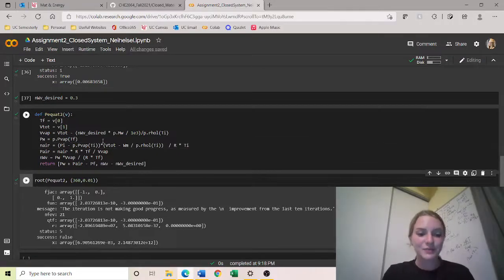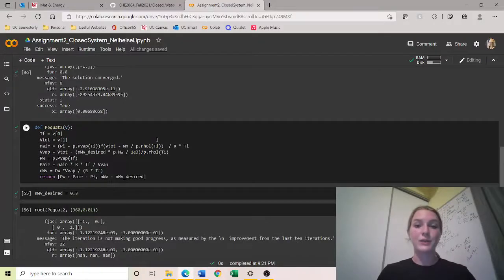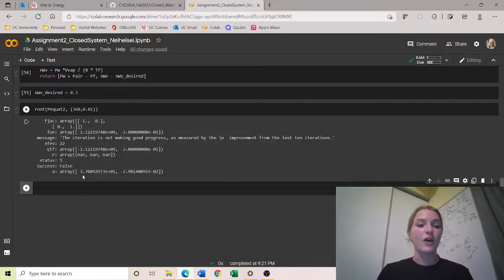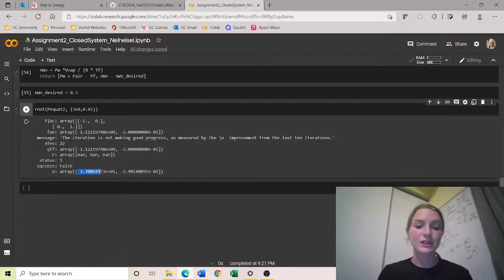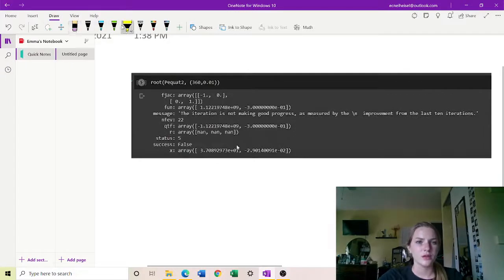So now we can see that our solution converged at 370 degrees Kelvin. So if we go back here and look at our code, we can see that our final temperature was 370 degrees. But if we look at this piece right here, this is our final volume. And obviously having a negative final volume does not make any sense.